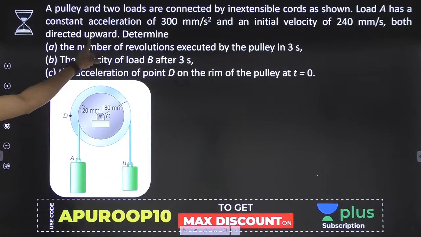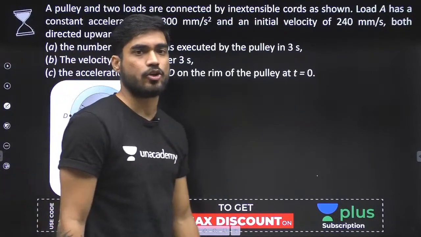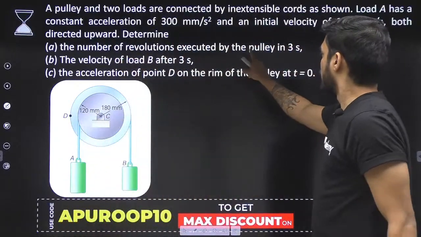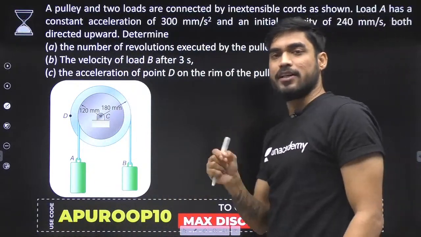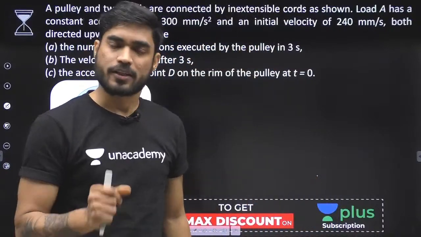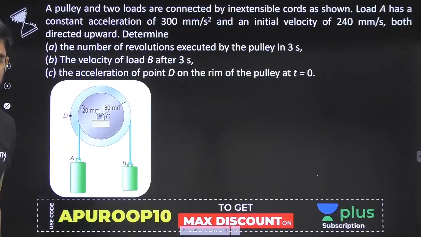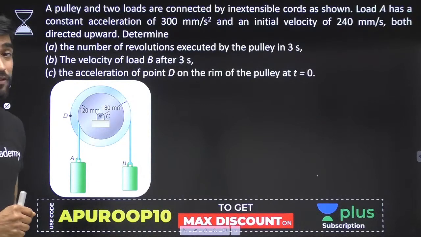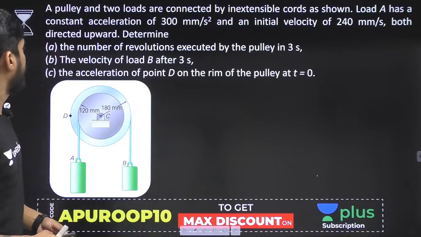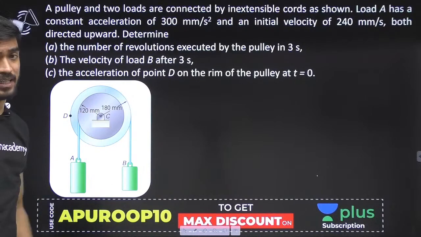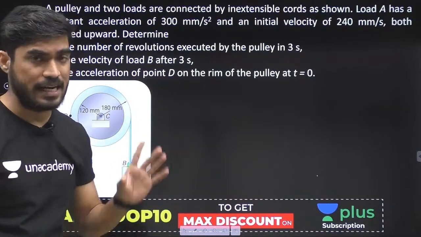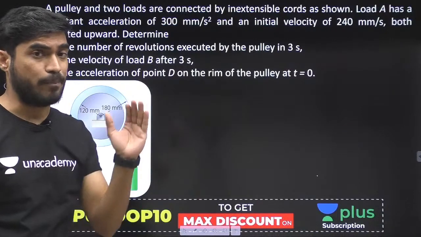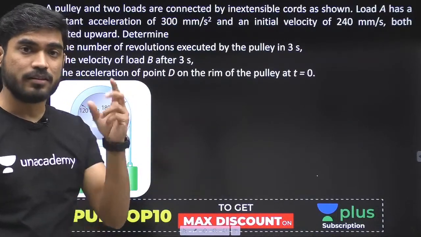First thing you need to calculate is the number of revolutions executed by the pulley in 3 seconds. In order to calculate the number of revolutions, you need to calculate theta. Now how will you calculate theta? Here there is constant acceleration, so alpha will also be constant, and if alpha is constant, then you can apply the 3 equations of motion.